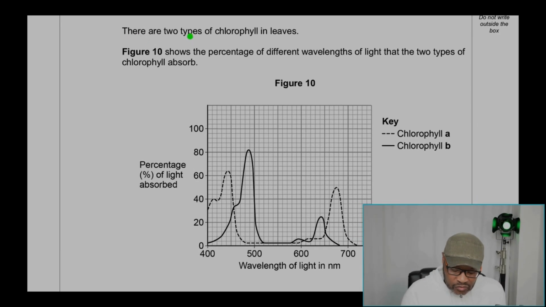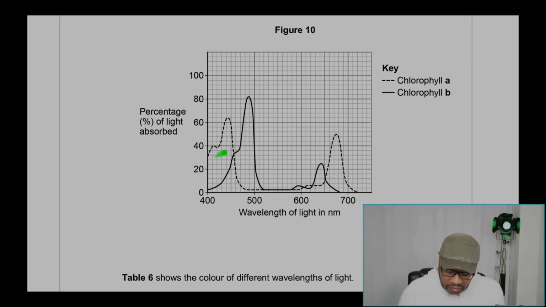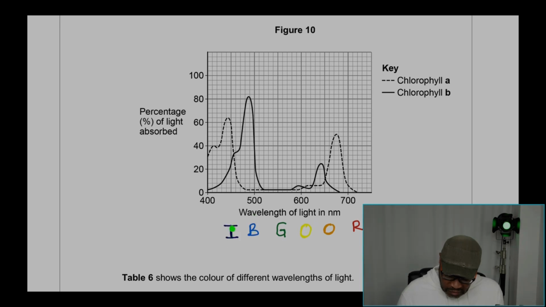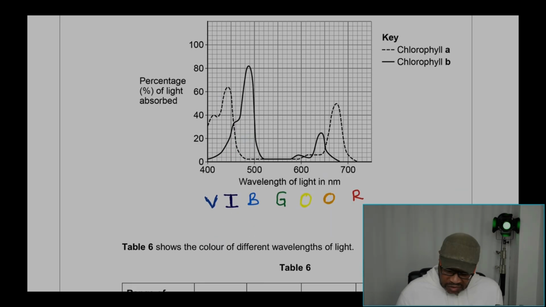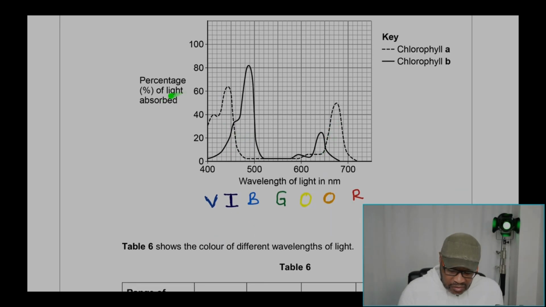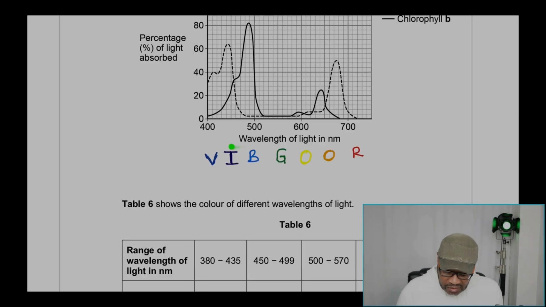There are 2 types of chlorophyll in leaves. Figure 10 shows the percentage of different wavelengths of light that the 2 types of chlorophyll absorb. We have some different wavelengths here, and this will be violet to red. So we have red, orange, yellow, green, blue, indigo, and violet. And that's the percentage of light absorbed at those colors. This is the wavelength of light in nanometers.